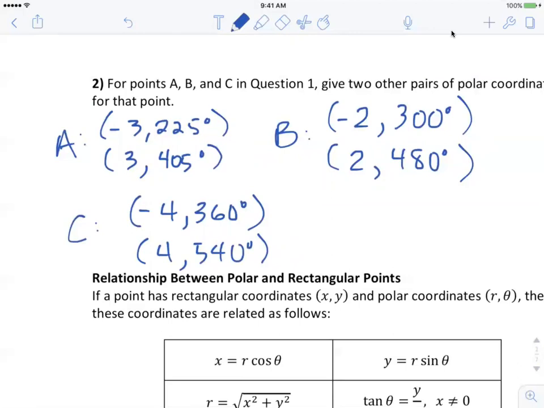And these are just a few. There are an infinite number of possible answers for these. Okay, so I just gave some techniques, but we could keep on going. Just keep on adding 360 and you'll get a new angle in the same location as that point.